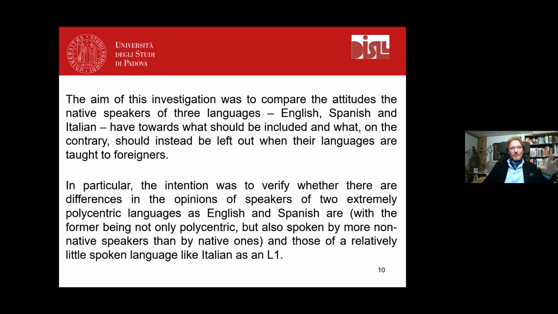So the aim of this investigation was to compare the attitude that native speakers of three languages, English, Spanish, and Italian, have towards what should be included and what, on the contrary, should be left out when their languages are taught to foreigners. In particular, the intention was to verify whether there are differences in the opinions of speakers of two extremely polycentric languages like English and Spanish, and another language which is not so widely spoken as Italian. So I took these three languages into account because of their similarities as far as English and Spanish are concerned, and of the differences between these two and Italian.